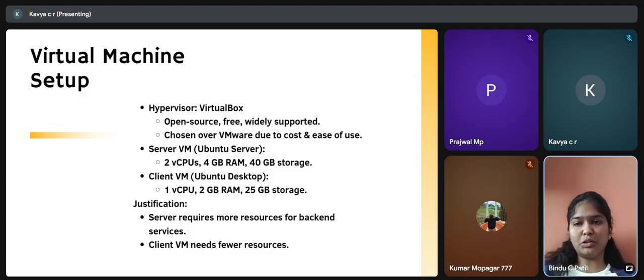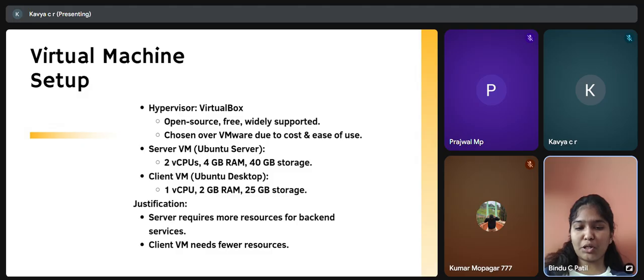Hi everyone, myself Bindu C. Patel. Here I am to explain about virtual machine setup. First is to install a hypervisor, in which we have chosen VirtualBox. It is open source, lightweight, and also easy to use. Compared to VMware, VirtualBox is free and widely supported.